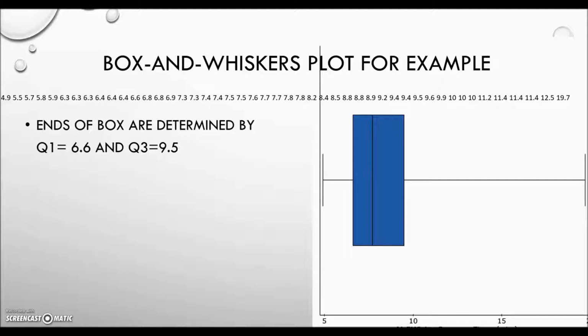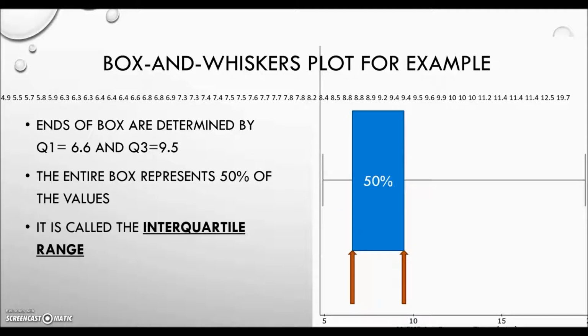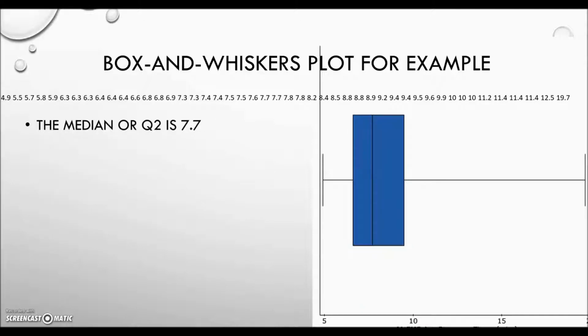Ends of the box are determined by the first quartile and the third quartile. The entire box then represents 50% of the values. It is called the interquartile range. From Q1 passing through the point of median to Q3, the third quartile, is 50% of the values.